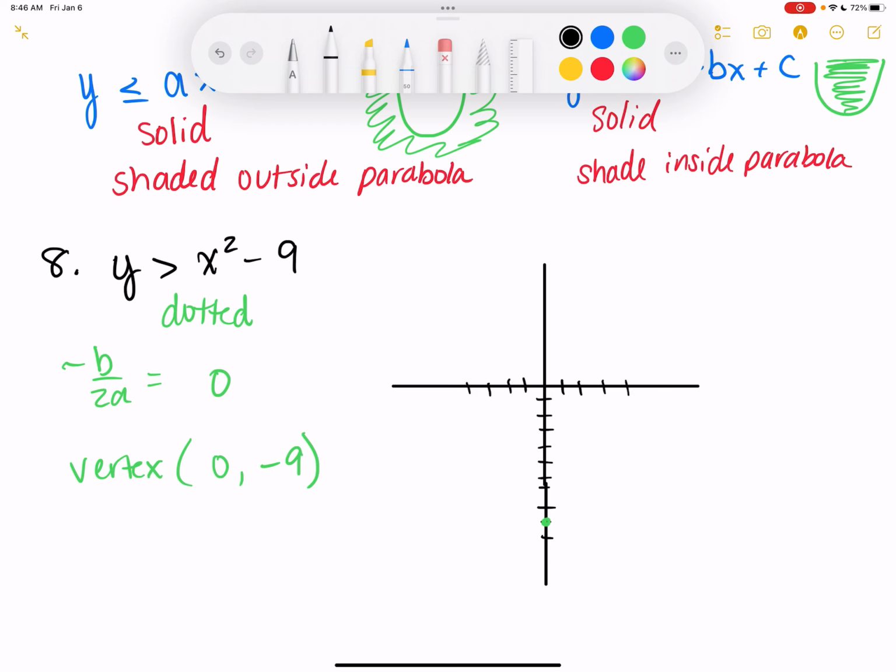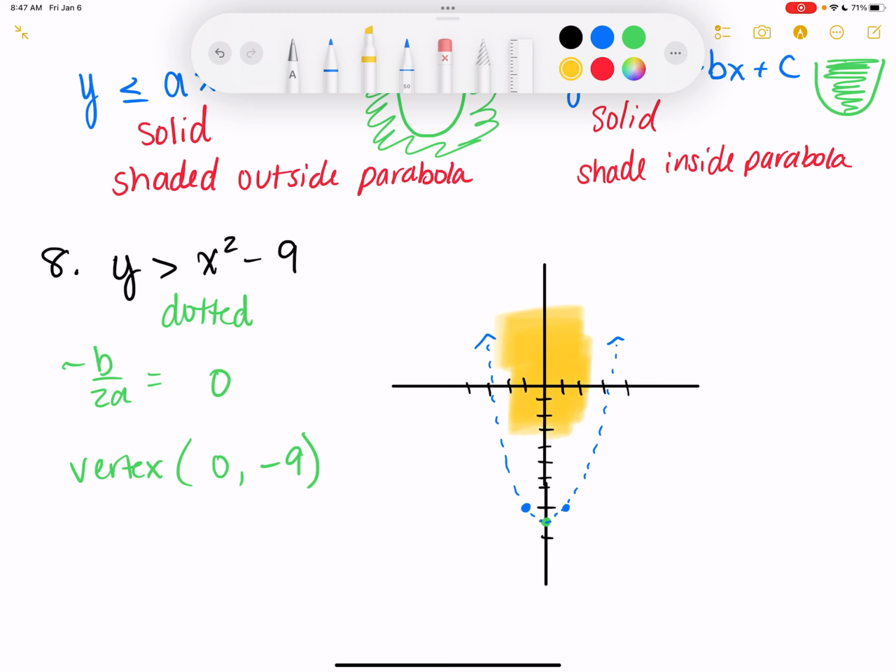What other value for x do you want to plug in? 1. All right, so 1 minus 9 is negative 8. So on both sides, obviously we still have the axis of symmetry here. So what we do to one side, we do to the other. And then it's dotted. So we just have to connect. All right, and then y is greater than, so where are we shading? Inside. Yep, inside.